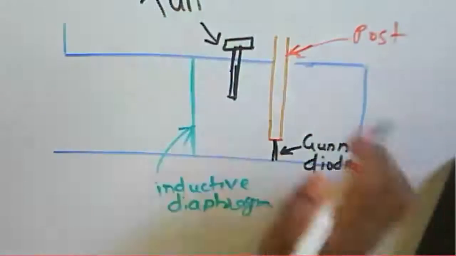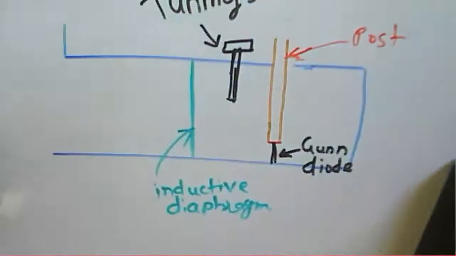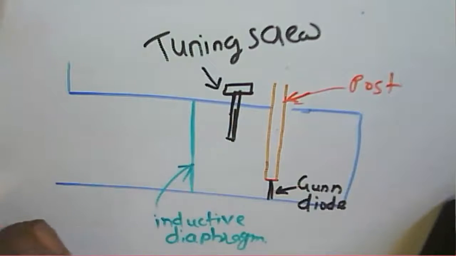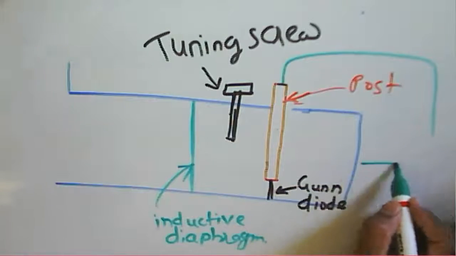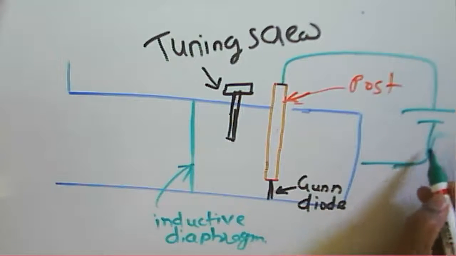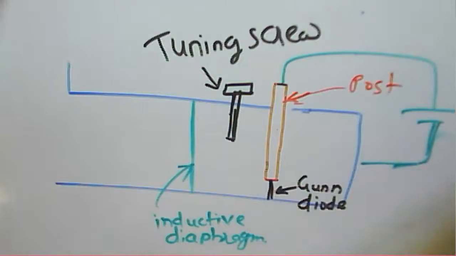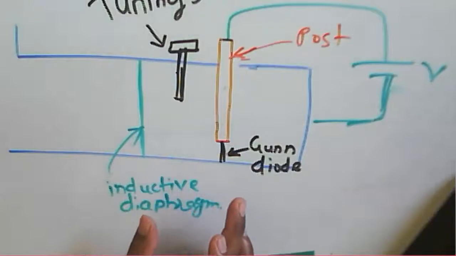This one is about a tuning screw here, and we are supposed to apply a bias to this post. We are supposed to apply some particular bias voltage. That is your V here. Now this one is your circuit. That is how this Gunn device is used.